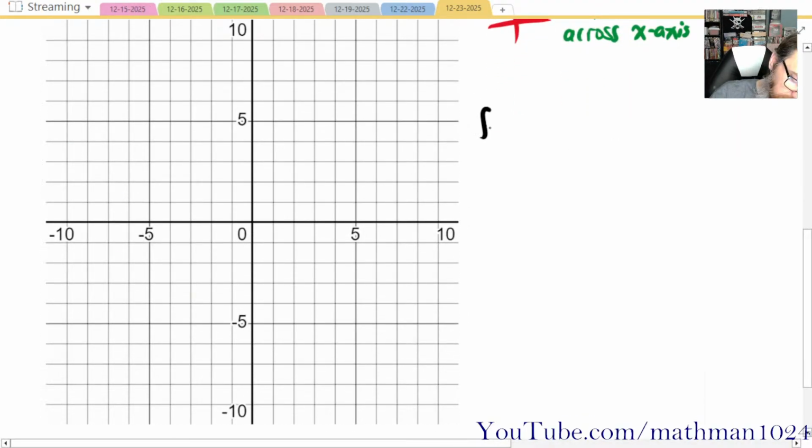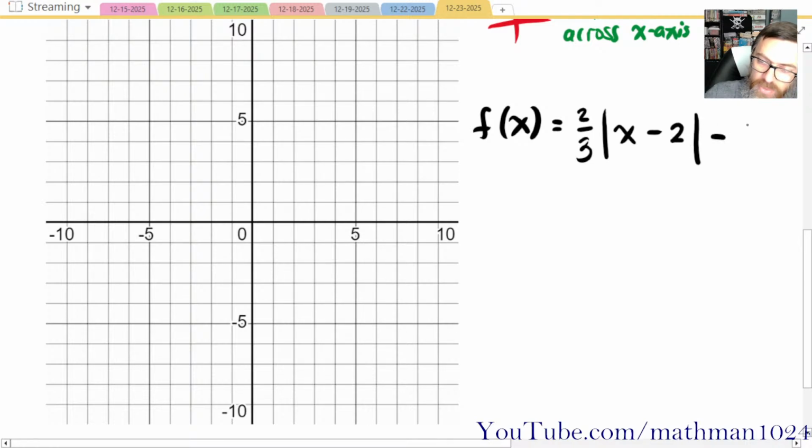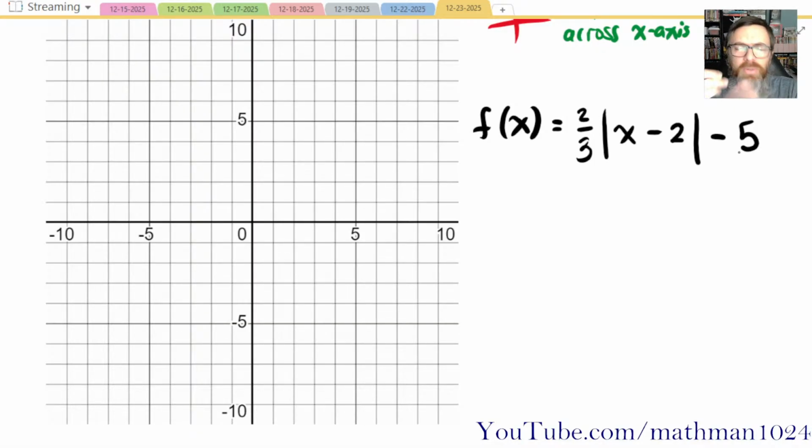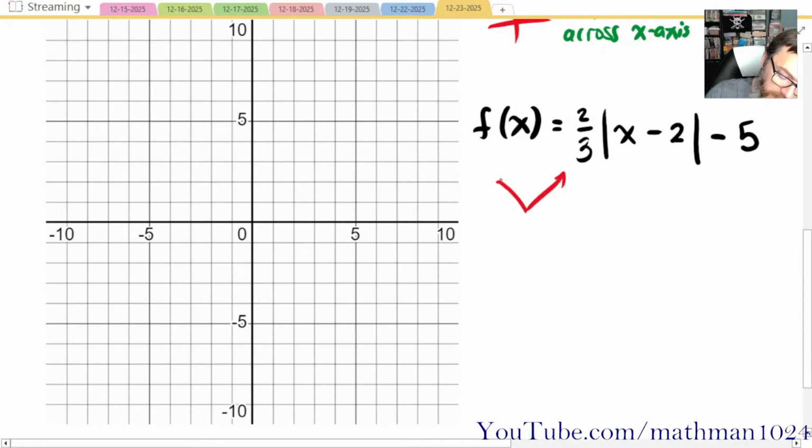All right, so for this one, let's try f of x is equal to, let's say, 2/3 times the absolute value of x minus 2 minus 5. So the big thing that we see here is absolute value, right? Don't worry about the 2/3, the minus 2, the minus 5. Don't worry about that right now. The key thing is knowing that we're working with the v shape for the absolute value.